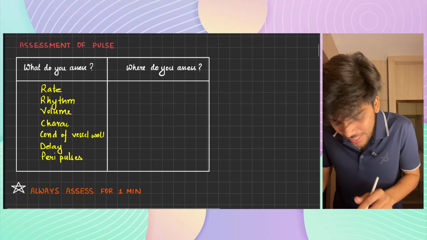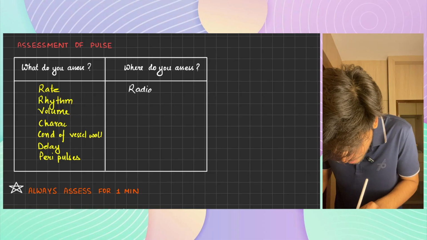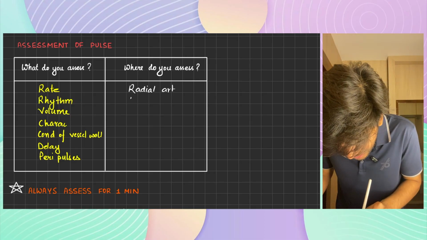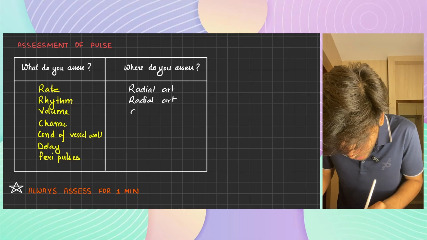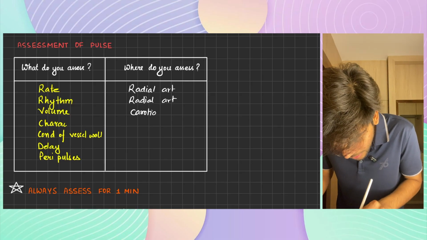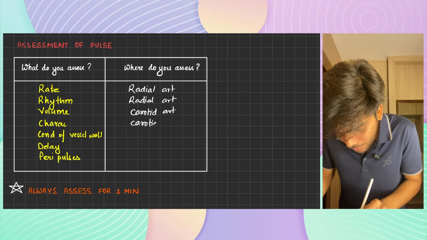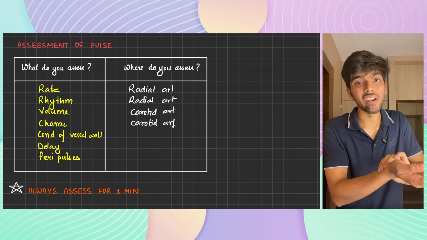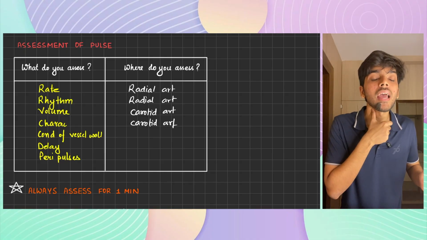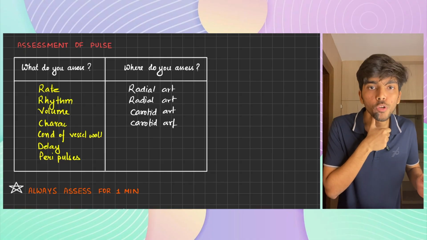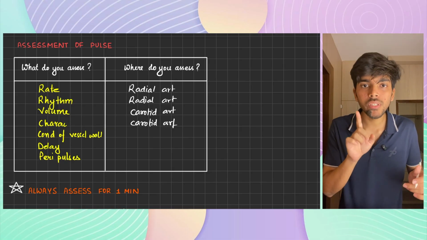Rate is best assessed over radial artery, rhythm is best assessed over radial artery, volume is best assessed over carotid artery, and character is best assessed over carotid artery. So remember, rate and rhythm, radial artery; volume and character, carotid artery. There are 4 exceptions in character which I'll tell you later.